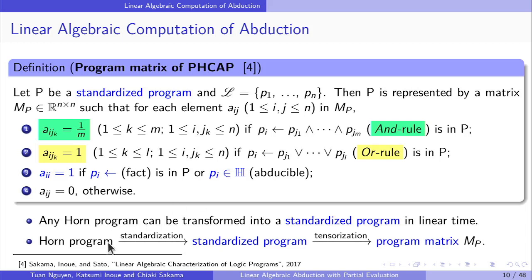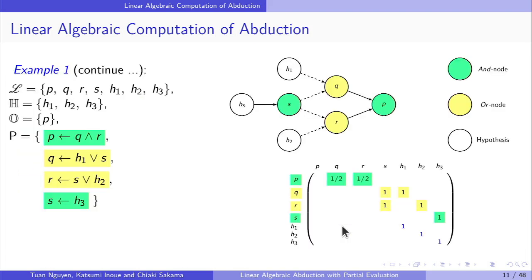So the basic step is that we have the Horn program, we standardize it, and then we convert it into a matrix. This is an example, the previous example actually. So this is the program matrix of this program. The first rule here is equivalent to the first row of the matrix, and this one is the fourth row of the matrix, and these 2 rules here are the second and the third row of the matrix, and so on.